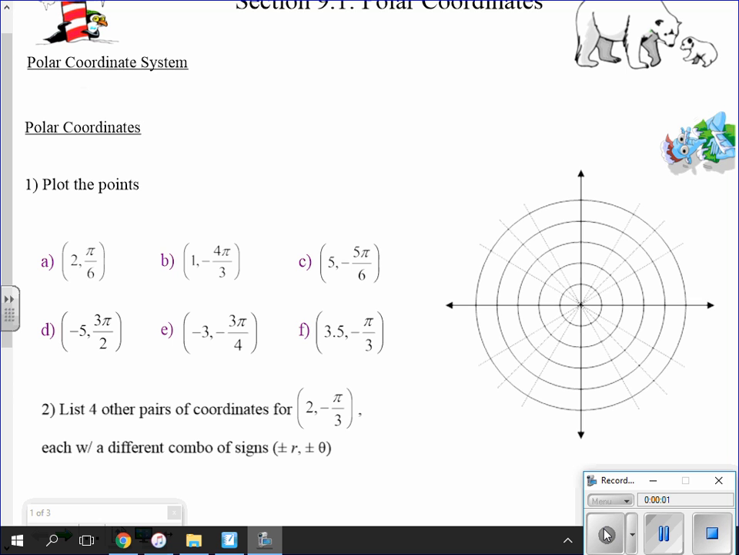Chapter 9. As you see on the handout, the first handout I gave you with all the assignments, chapter 9 is a very short chapter.